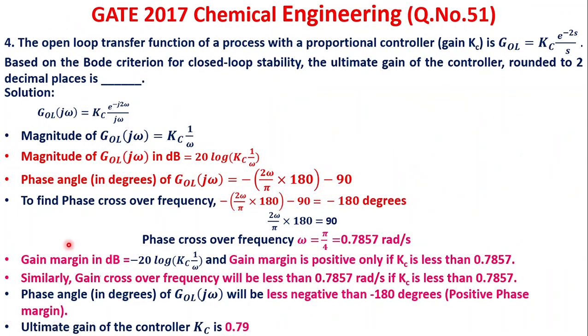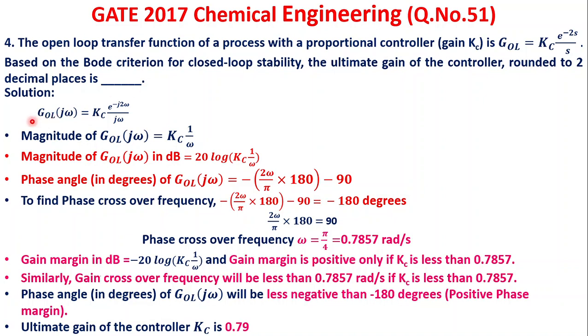Last problem. It is taken from the GATE 2017 Chemical Engineering question paper, question number 51. The open loop transfer function of a process with a proportional controller gain Kc is G_OL equal to Kc into e power minus 2s by s. Based on the Bode criterion for closed loop stability, the ultimate gain of the controller, corrected to 2 decimal places, is dash. Right, so you have to round that to 2 decimal places.